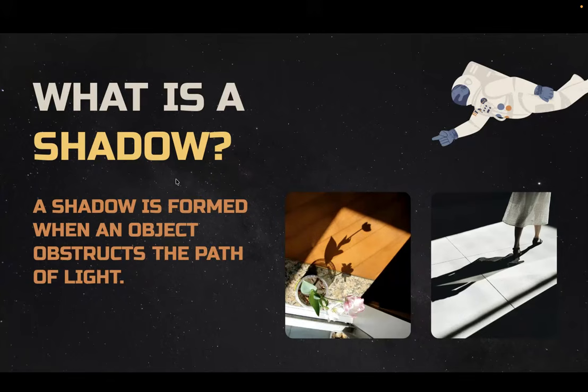Before we get into anything with eclipses, you do not need to write anything from this slide. Just talking about the word shadow. A shadow is formed when an object obstructs the path of light. So in the example on the left, the plant is obstructing the path of light coming from the window, which forms a shadow on the ground. In the example on the right, the woman is obstructing or blocking light coming in, which forms her shadow on the ground. So when we talk about eclipses, it's when one celestial body passes into the shadow of another, which causes that blockage of light.